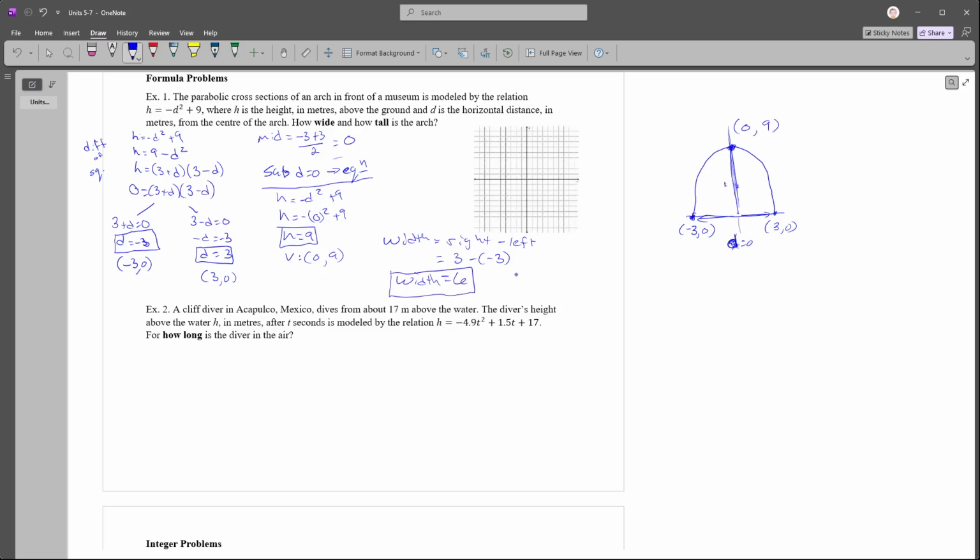So now we need our final concluding statement. Therefore, the arch is 6 meters wide and 9 meters tall. That's a big arch.